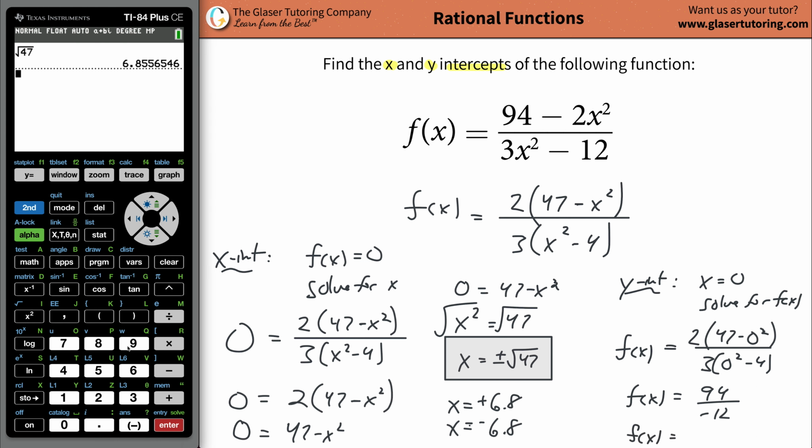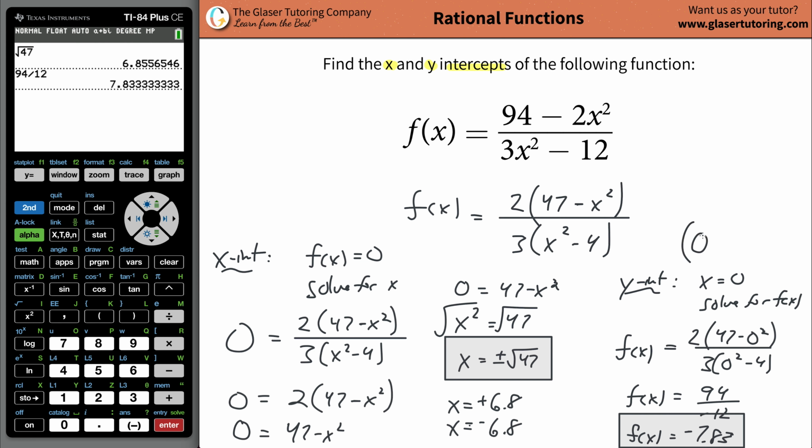It doesn't really make a difference, but 94 divided by 12, what are we going to get? Boom, another fraction. So this is about negative 7.83. So I should expect a y-intercept roughly around negative 7.83. In other words, the coordinates of the y-intercept are going to be 0, comma, negative 7.83 roughly. And my x-intercepts are going to be somewhere around 6.8, comma 0, and negative 6.8, comma 0. So these are the values.